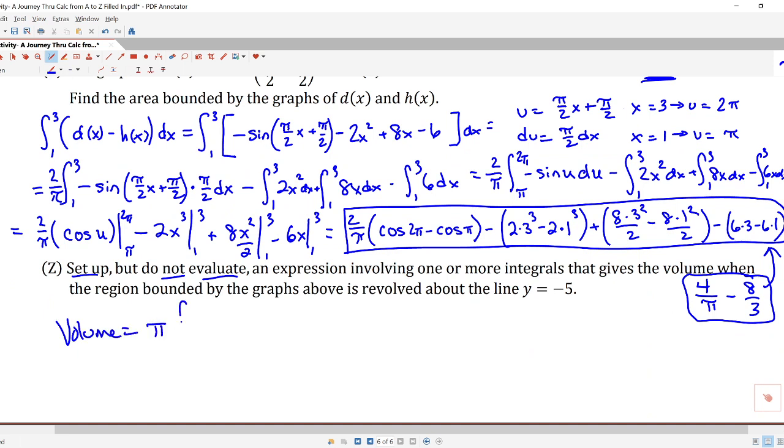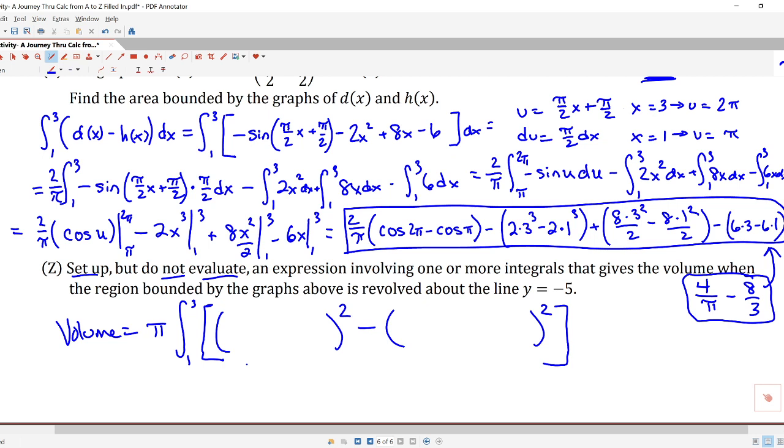pi times the integral from 1 to 3 of, and the way this always works is it's something squared minus something squared. It's always the function minus the line or the line minus the function. Okay, that's what's going to go here. Function minus the line or line minus the function, depending on which one. Now, if the line is below the function, it's just like we did before. It's always the upper minus the lower.